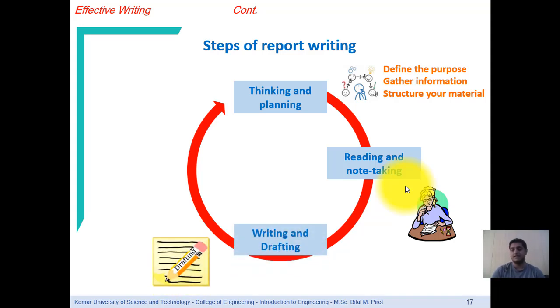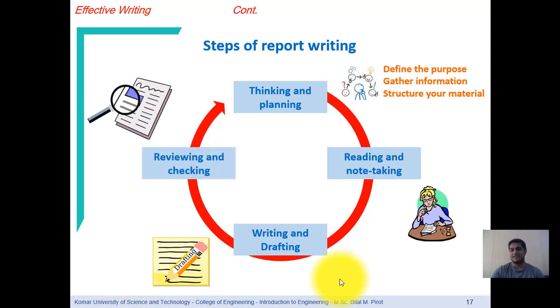The third main step is writing and drafting. Once you have finished the reading, then you are ready to write something. You are writing and preparing a draft. After drafting, the final step is reviewing and checking. Now this draft from the third step is ready to be reviewed and converted to the final version by checking. Those are the main steps for an effective writing. You can take benefit from these steps while writing any report.